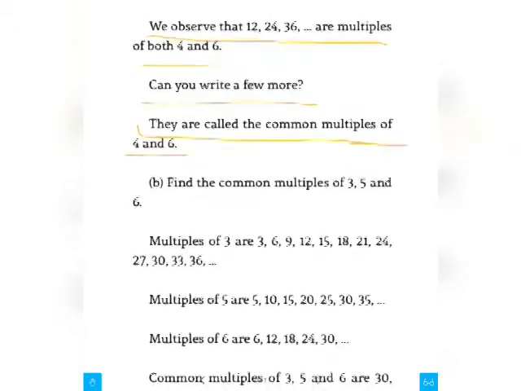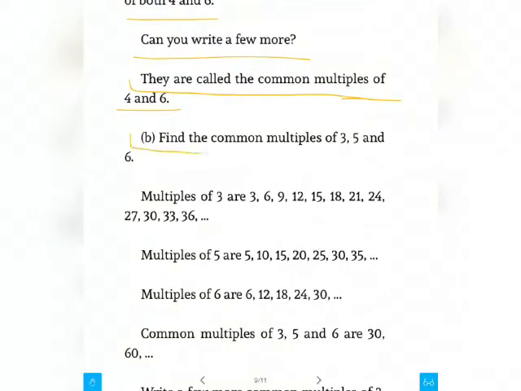Now let us take another example. Find the common multiples of 3, 5 and 6. So what you will do, we need to write the table of 3, like 3 ones are 3, 3 twos are 6, 3 threes are 9, 3 fours are 12, 3 fives are 15, like this. Now what are the multiples of 5? You can write it 5 ones are 5, 5 twos are 10, 5 threes are 15, 5 fours are 20, 25, 30, 35, and so on.